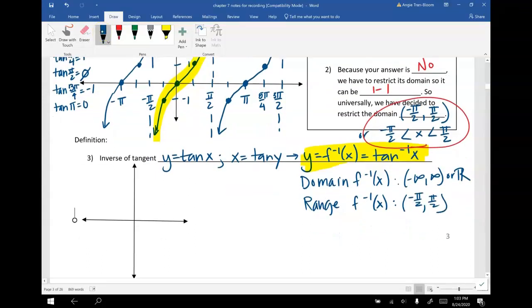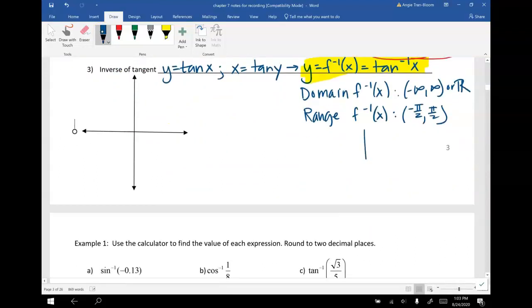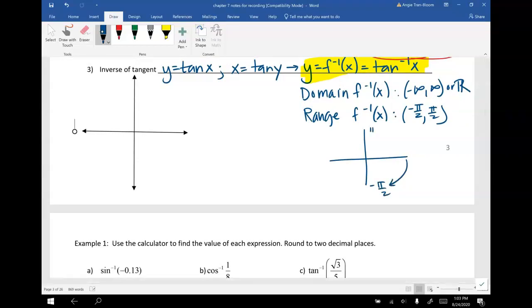Let's connect that to our quadrants. Well, -π/2 is down here. We're going clockwise, and +π/2 is up here. We're going counterclockwise. So this is, again, back to quads 1 and 4, which is exactly the same two quadrants as sine inverse, except that tangent inverse will not have the inclusive on the endpoints.